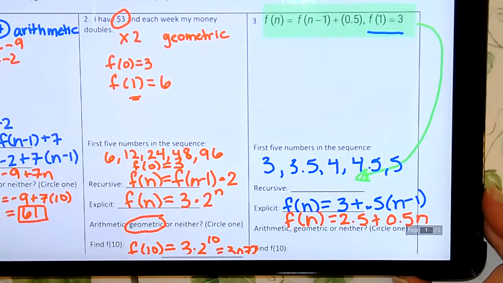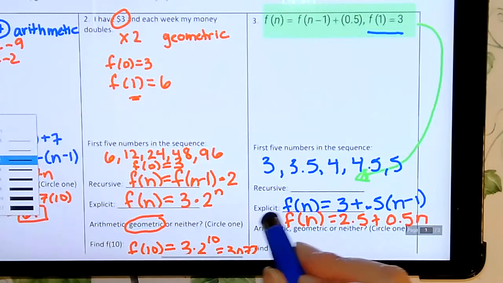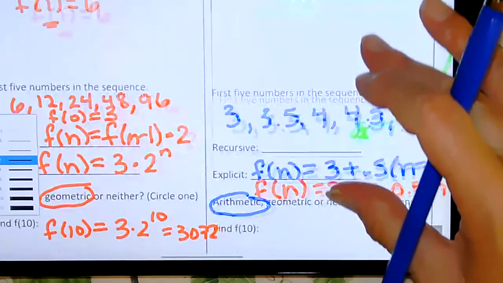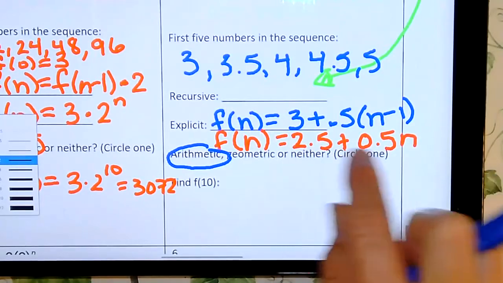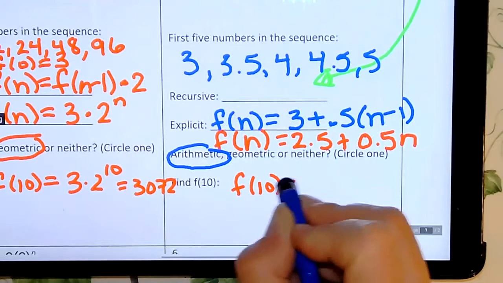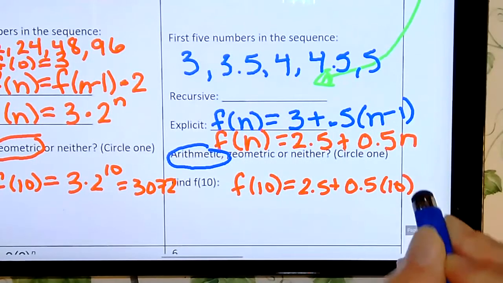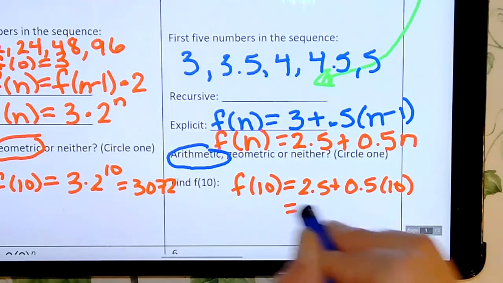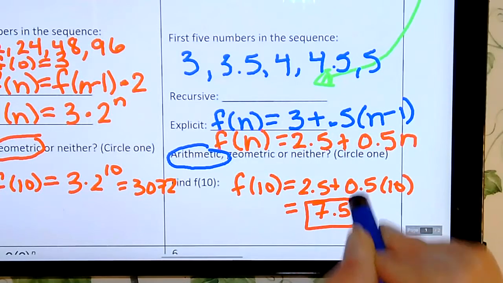Then they're asking us if this is arithmetic or geometric. Since we're adding, it is arithmetic. And then the last question here, they want us to find f of 10. I'm going to do it into this one right here in red. So I'm going to find f of 10: 2.5 plus 0.5 times 10. Now 0.5 times 10 is going to be 5. So this is going to be 2.5 plus 5, which is 7.5. And that's f of 10.